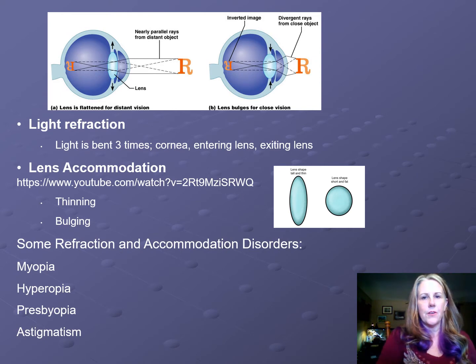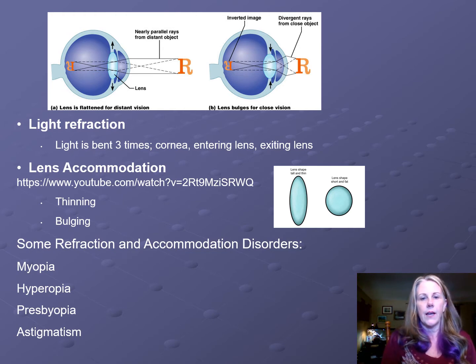All right, so the first thing we're going to be talking about for this lecture is light refraction. Refraction means the bending of light. It occurs when light passes through different media. So when we're talking about vision, we are talking about the air and also the structures of the eye.